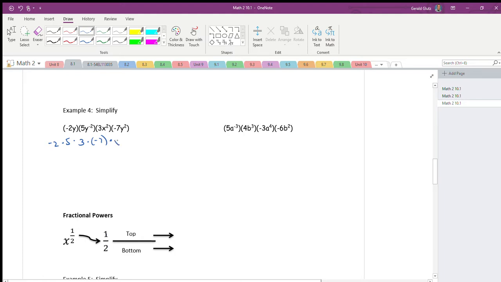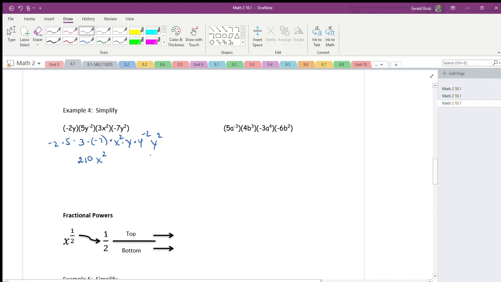So x squared, and then I'll start with all the y's. So times y to the -2, and times y squared. So now I can multiply all those numbers together. -2 times 5 is -10, times 3 is -30, times -7 would be 210 positive.